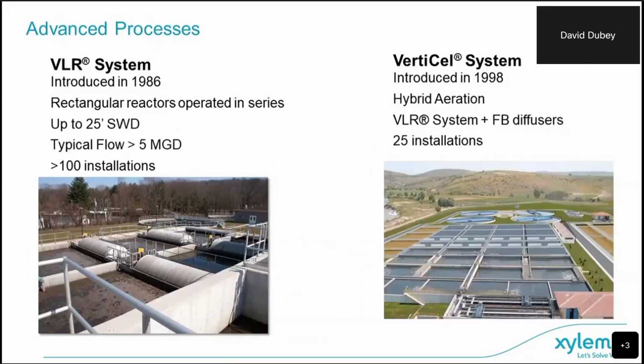A couple other systems that we do as well, the VLR system and the Verticell. VLR is very similar to our oxidation ditch, except it's done in a smaller footprint with vertically oriented tanks instead of horizontally oriented tanks. So the liquid moves in a circle vertically rather than horizontally. We can do typically much larger than 5 MGD. We have over 100 installations with this type of setup.